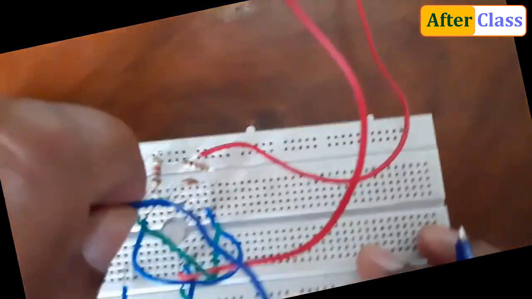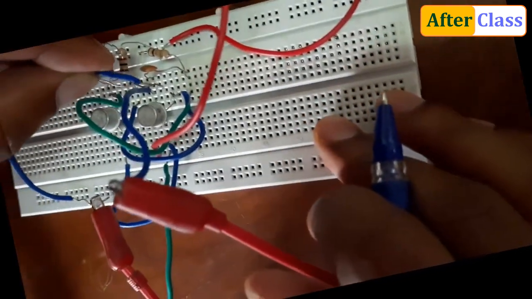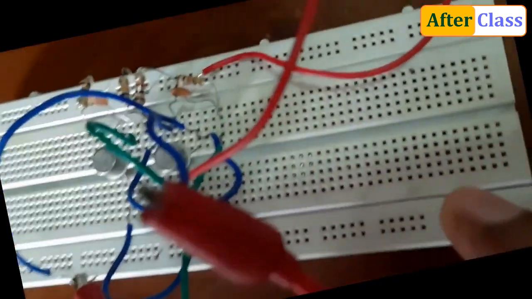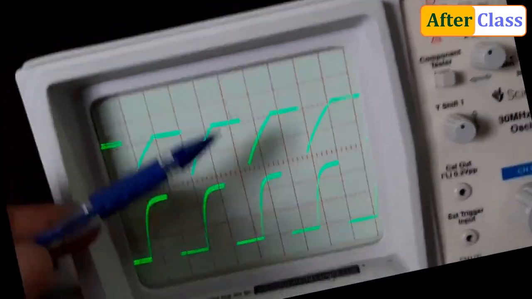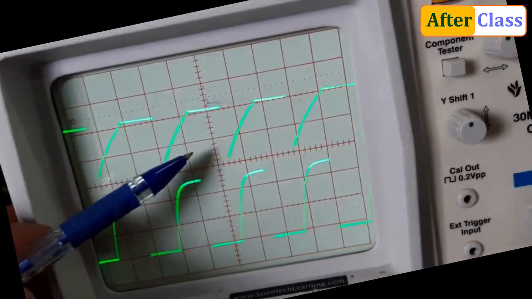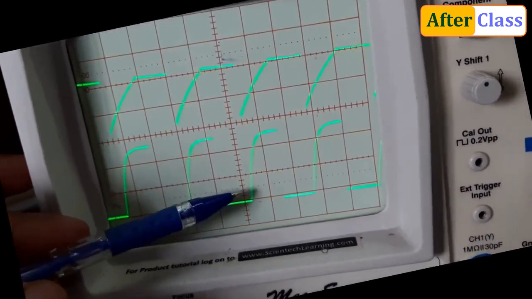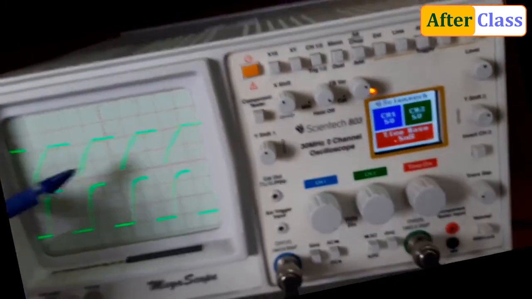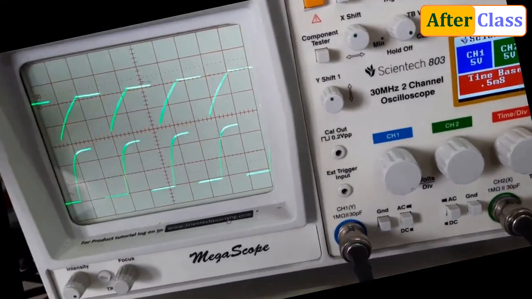Just connect it to the base, sorry. So this waveform is at the base of that particular transistor, and this is at the collector of the transistor. You should be understanding this properly, why it is so. Okay, thank you very much.